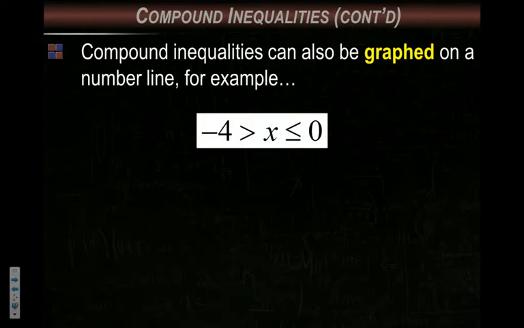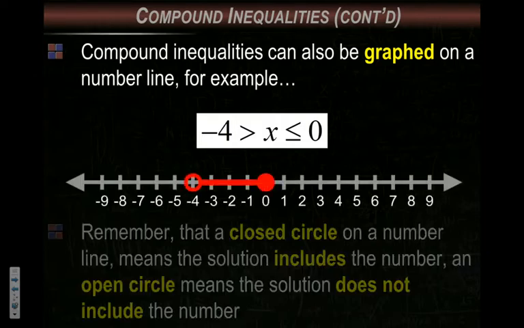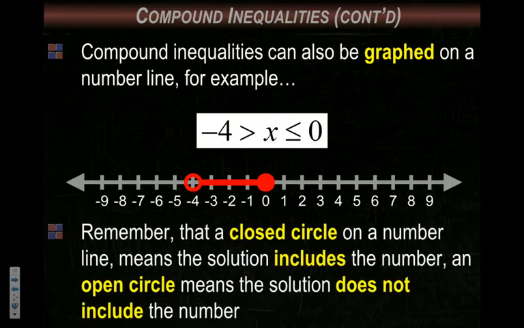Negative 4 is greater than x, and x is less than or equal to 0. It's a lot of words. But if I put it on a number line, it's the number negative 4 and the number 0. But notice at the spot where I put a negative 4, I use an open circle. Okay? Because the answer says it's greater than 4. But that means it doesn't include 4. But here it says it's less than or equal to 0. So it could be a 0. So that's why I filled in the dot right there. Okay?